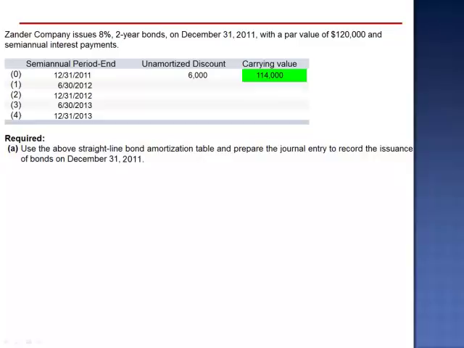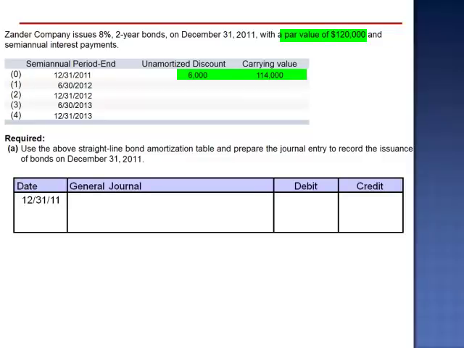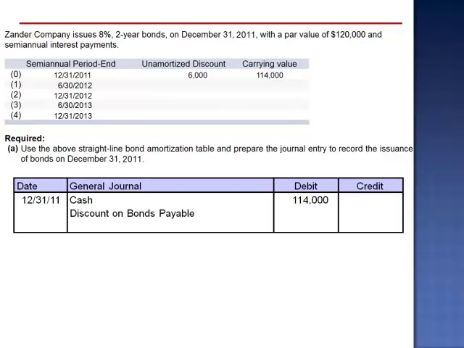These bonds sold at a discount. The amount of cash received by Zander was $114,000, $6,000 less than par. The journal entry is a debit to cash for the amount received, $114,000, a debit to the contra liability account discount on bonds payable for $6,000, and a credit to bonds payable for the par value, $120,000.